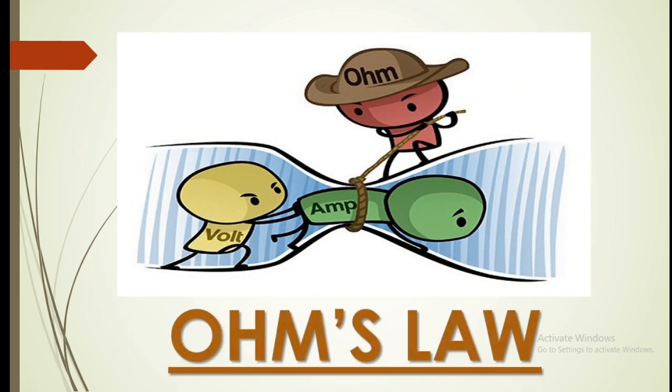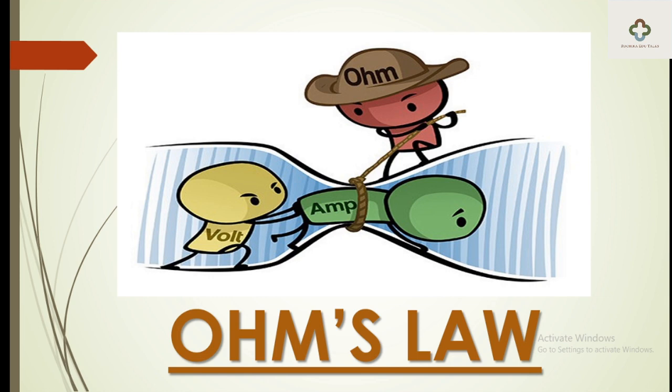In the previous classes we have done that the movement of electrons causes current, and the movement of these electrons is due to some potential difference provided by the battery. If you have not seen those videos yet, you can see the link below in the description. So let's start with the topic of Ohm's law.